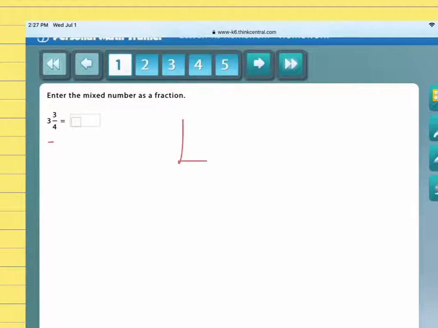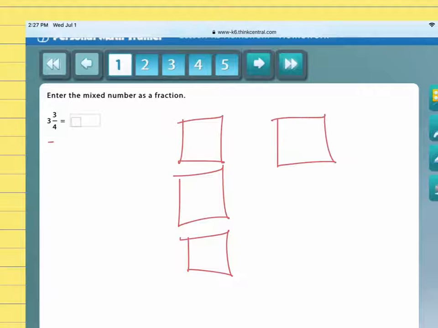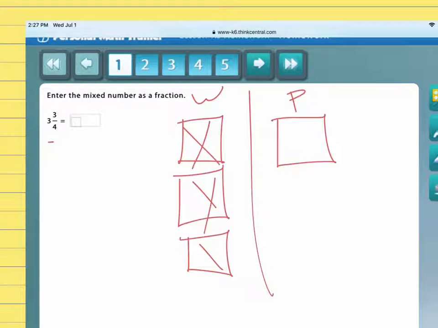So I suggest the best way to do this is to draw the mixed number as three wholes and draw your parts over here. So you have your wholes over here and your parts over here. You see three wholes, which matches a 3, and you see 3 parts over here, 3 out of 4 parts. So that is 3 3/4.